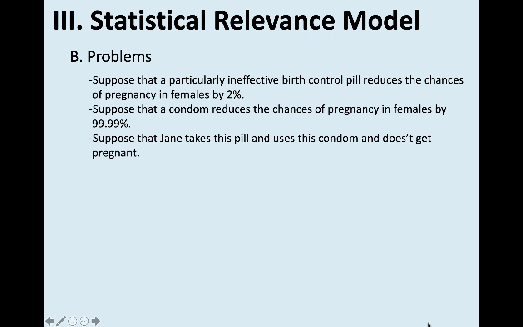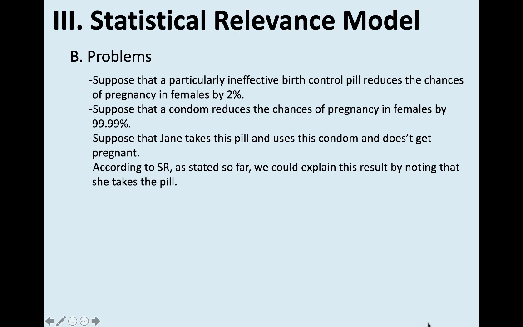Now, if Jane uses both methods and doesn't get pregnant, according to the statistical relevance model, we can say that Jane didn't get pregnant because she took the pills. Why? Because taking the pills is statistically relevant to getting pregnant, because the probability of getting pregnant given that you take the pills is 2% less than the probability of getting pregnant given that you don't take the pills. So it is statistically relevant. Those probabilities aren't identical, which means that you can explain the one by pointing to the other. You can explain not getting pregnant by pointing to the pills. But surely that's the wrong explanation. Instead, you should point to the more effective means of birth control as the cause of Jane not getting pregnant.